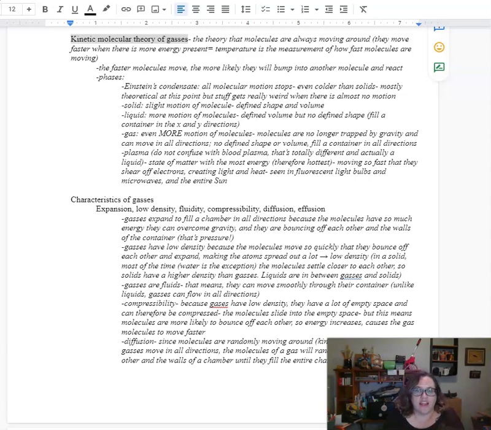Okay, cool. Remember, the kinetic molecular theory says that molecules are always moving, and they move faster when there's more energy present. So temperature is actually a measure of how fast molecules are moving. It's basically a speed test for molecules. We call it heat. It's not technically heat. But the idea is that the faster a molecule moves, the more energy is present, the more fluid that substance is.